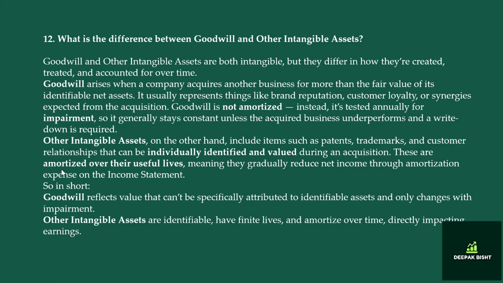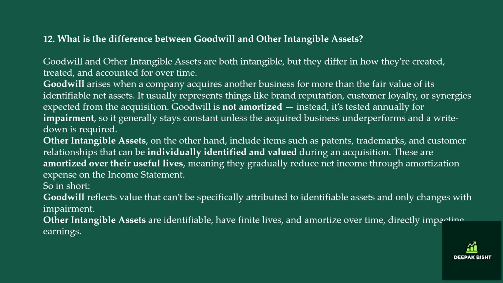From the perspective of financial statements, goodwill is a one-time non-cash charge on the income statement, and it reduces net income and total assets. While amortization of intangibles is a recurring non-cash expense that lowers pre-tax income every year, similar to depreciation for tangible assets.